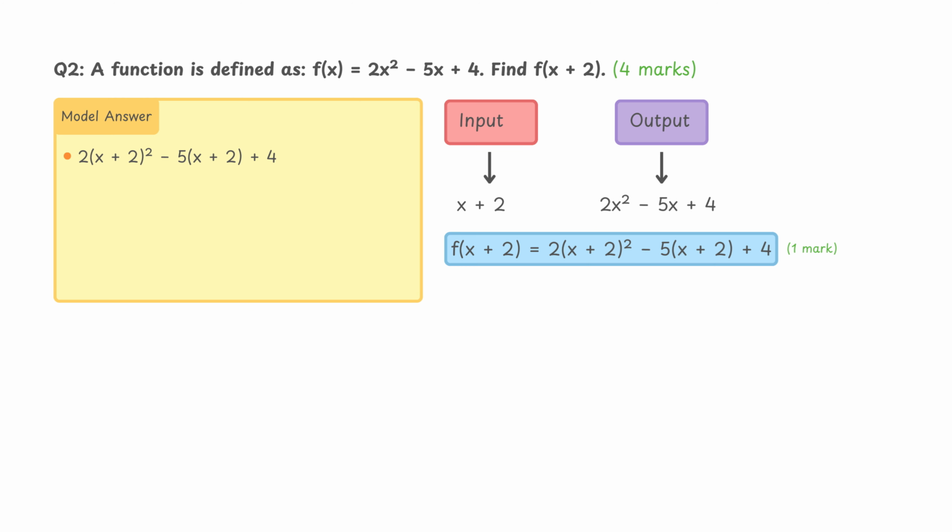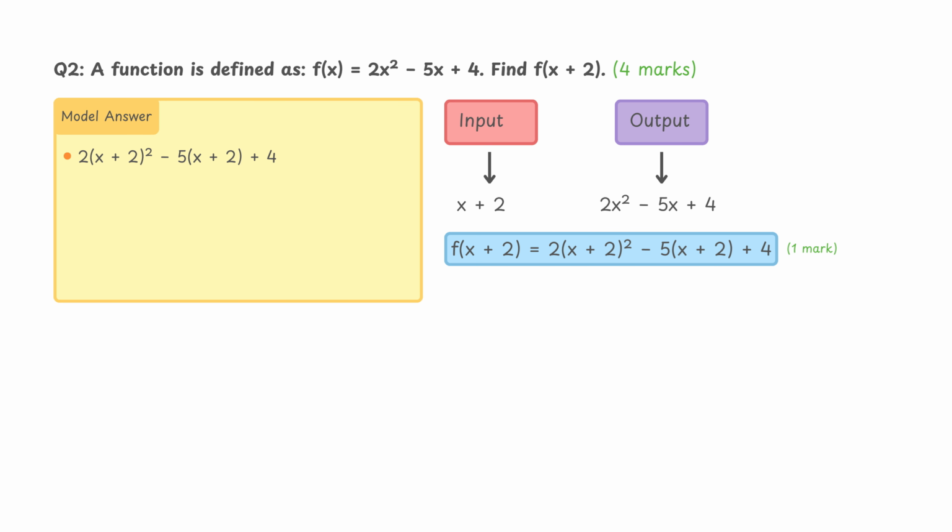Now take a moment to notice something important. We must keep the brackets. They are not optional. They protect the expression x plus 2 when we square it and when we multiply it. If we remove the brackets too early, we will make mistakes. So now we move to the next step.